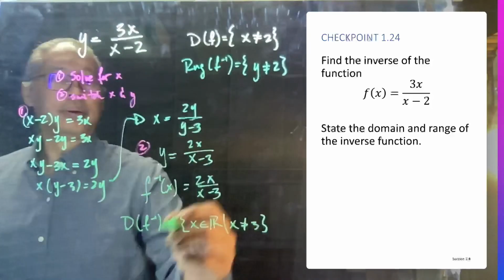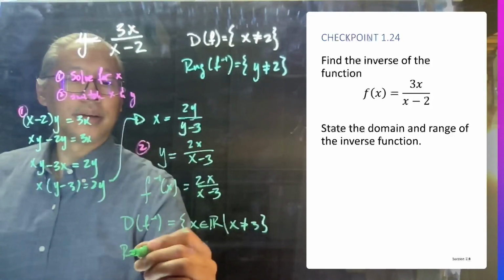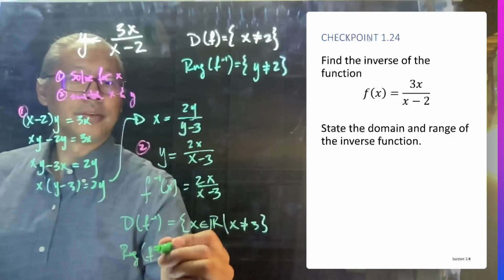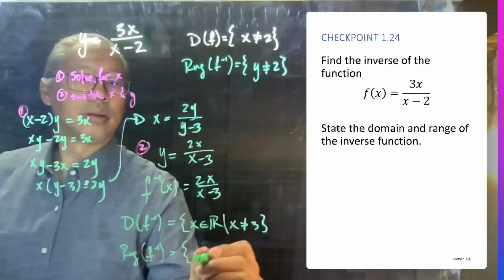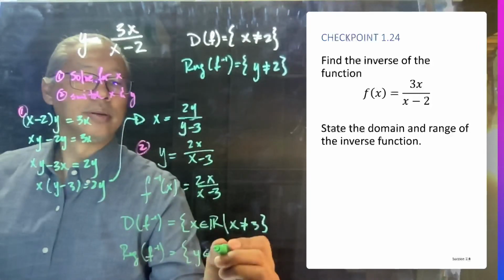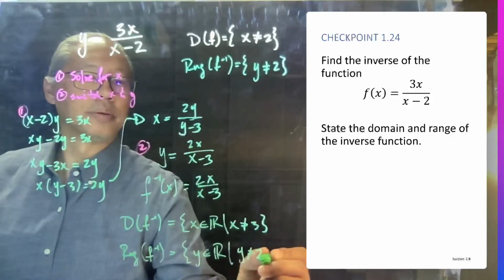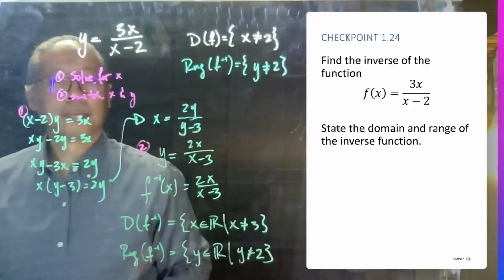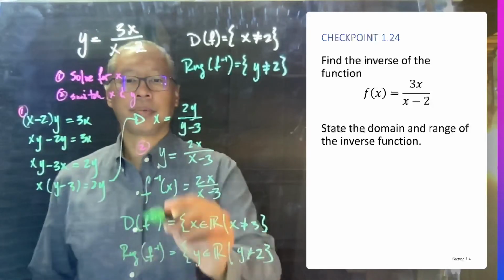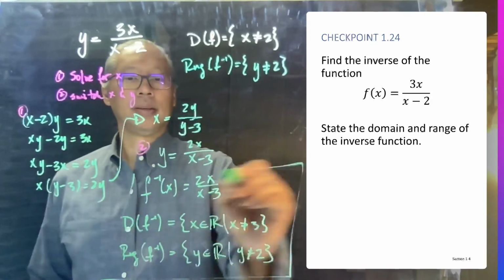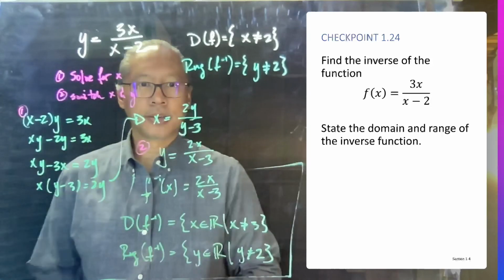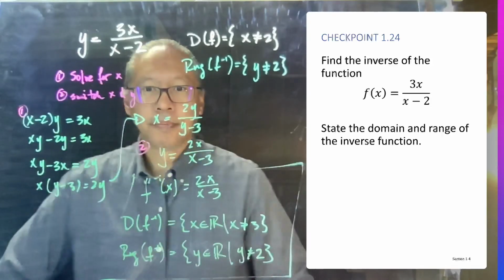And then we wrote the range earlier. Range of f inverse will be all the y values such that y does not equal 2. Okay, so this is it, and I think that's good. Hope that helps.